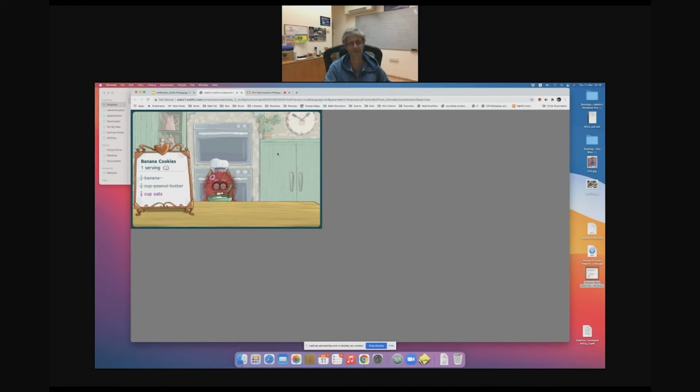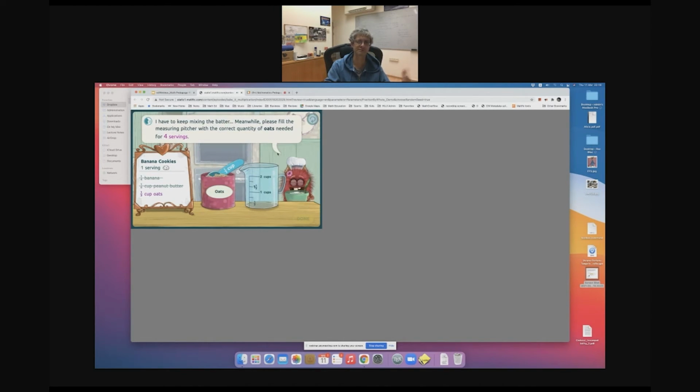And then comes the task. You see that the recipe has a third cup of oats for every serving, and we have to make 4 servings, and we have oats, we have a measuring cup, a measuring spoon, and we are simulating real-life operations of cooking, right?